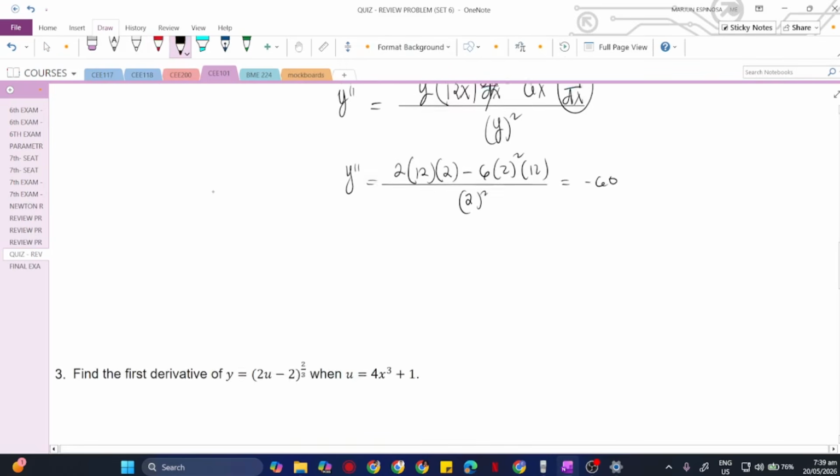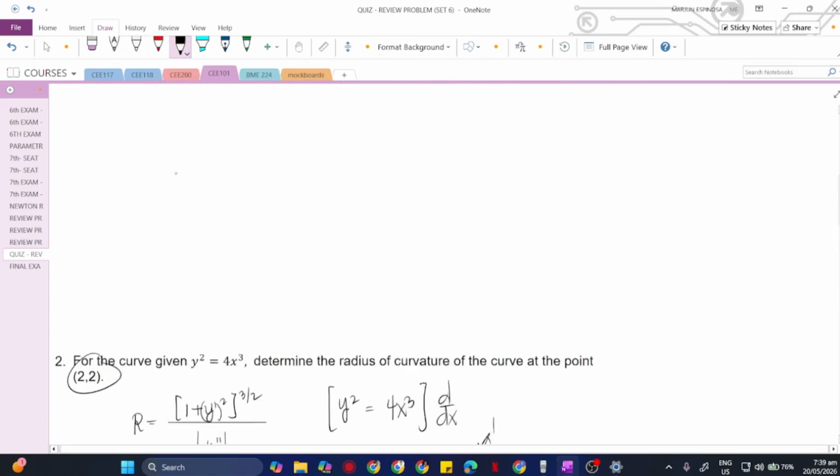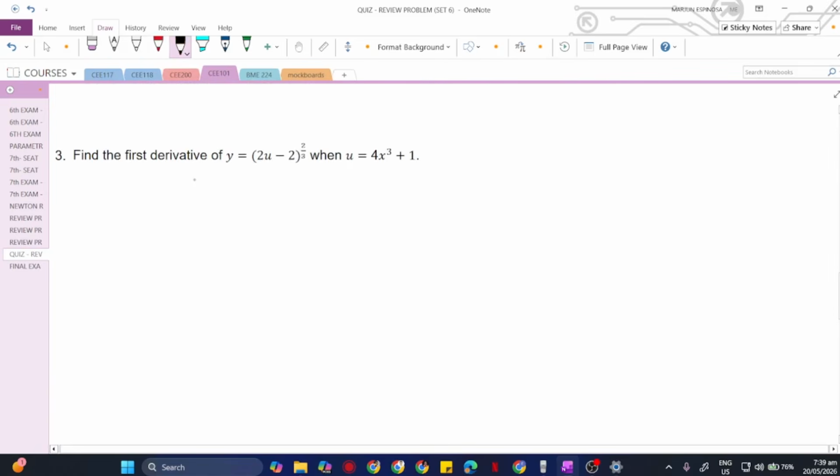Okay, for our next problem: find the first derivative of the given function y equivalent to (2u minus 2) raised to the power of 2 over 3, when u is equivalent to 4x cubed plus 1. So there are two possible methods in solving for this one. There are two possible solutions for this.